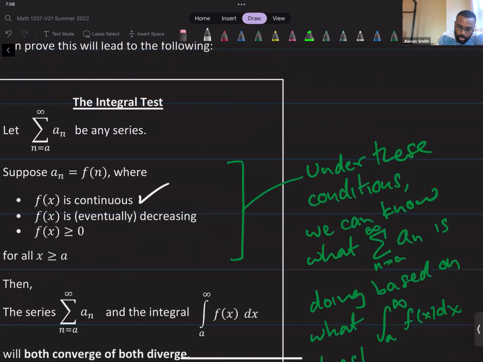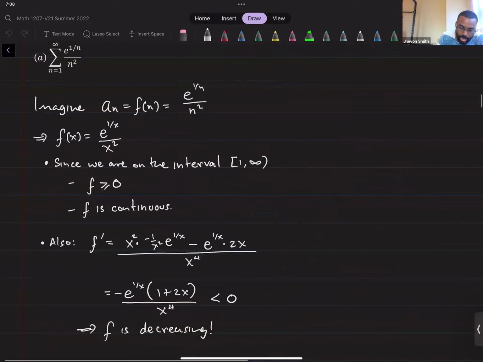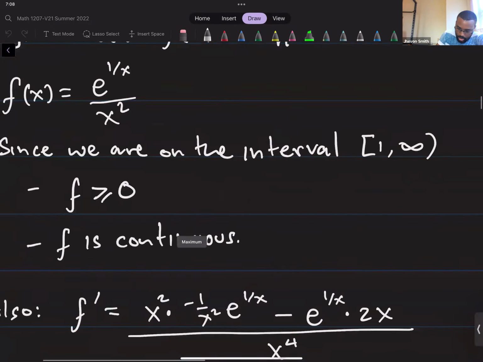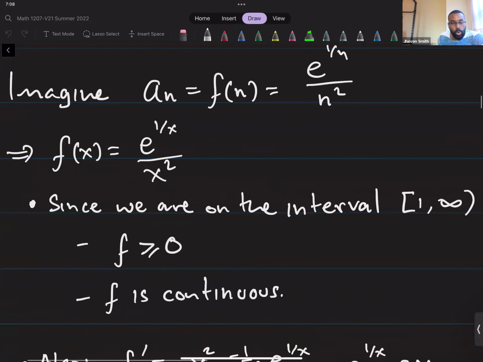I know my f is continuous, I know it's decreasing, I know it's positive. I have all the conditions needed for this thing. And on top of that, there's actually something very nice about this guy. See, this function here, e to the 1 over x squared, is actually pretty easy to integrate. We have a test today, so hopefully by now that looks like something that's easy to integrate. Substitution would do it, right?